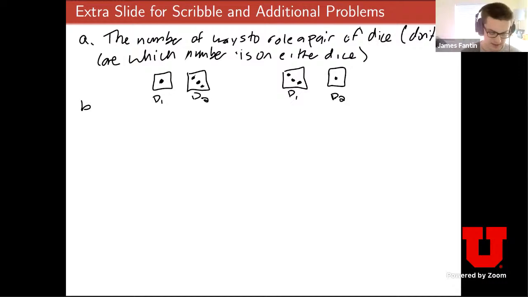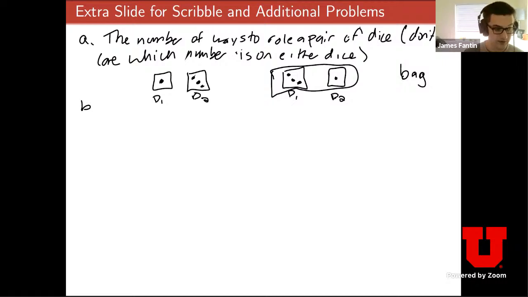So it means I don't care that in this case, these aren't different rolls. The fact that D2 rolled a 3, and in this case, D1 rolled a 3, I don't care, because all I care about is that there was a 1 and 3 rolled. So I just care about the numbers, not what dice the numbers appeared on. Yeah, somebody says unordered list or bag. So yeah, this is a bag problem.